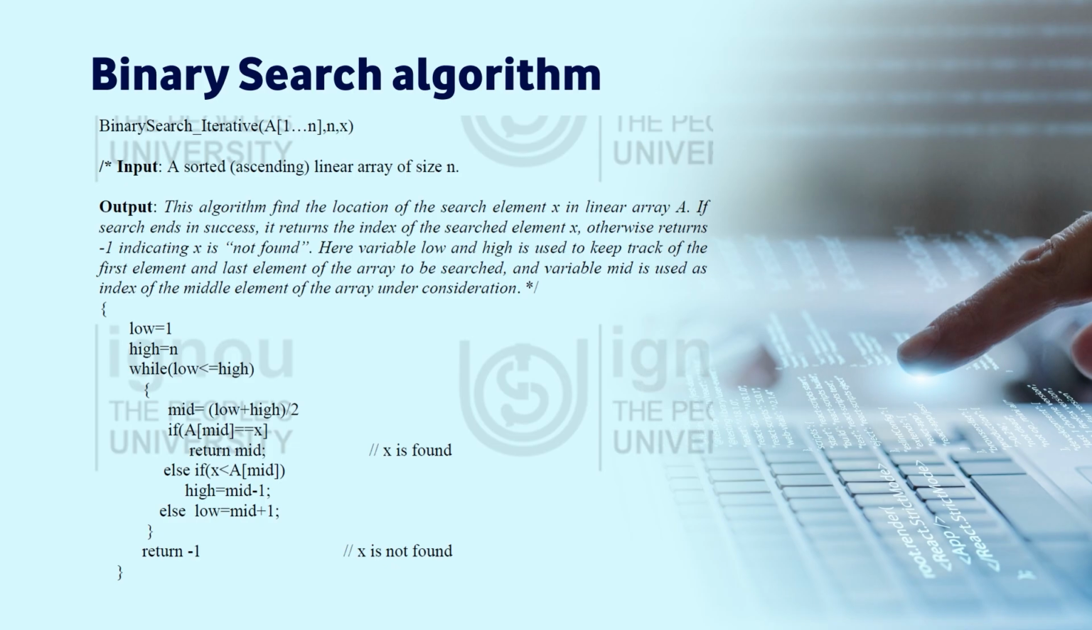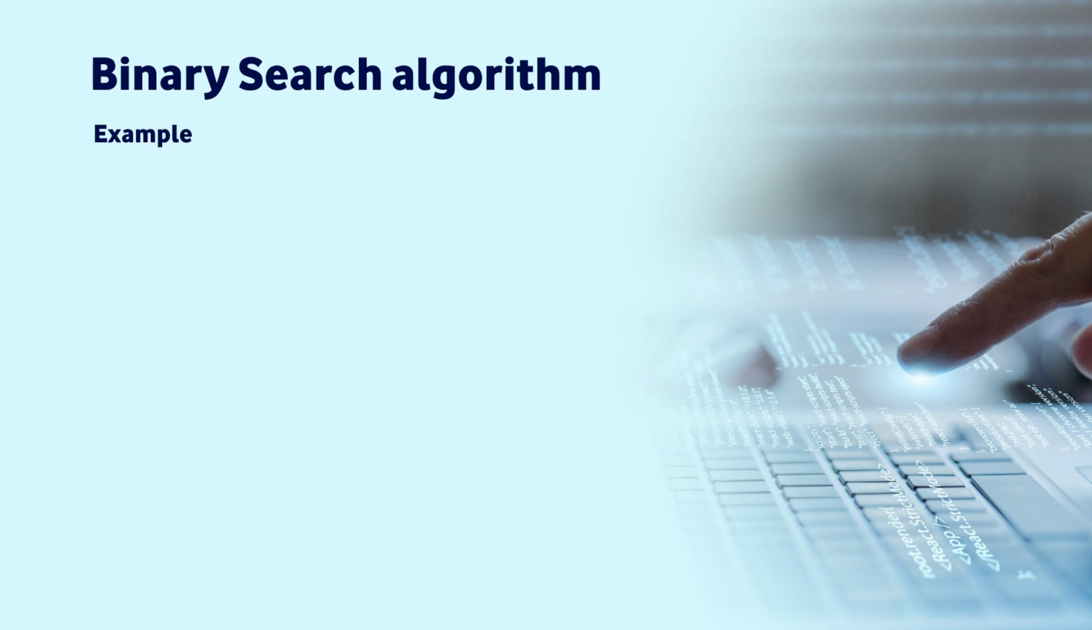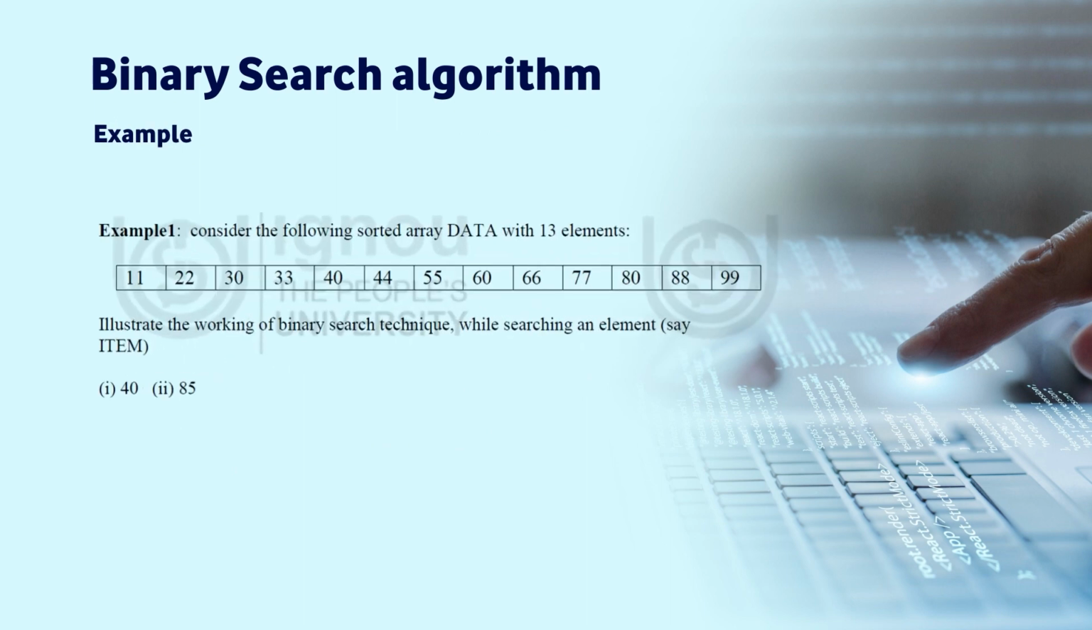I'll show you with an example. It depends on whether the element is less than or greater than, and you go either left or right. Suppose in the algorithm it is given that if x is less than or equal to a[mid], then you set high equal to mid minus 1. Otherwise, if x is greater than a[mid], then low is set to mid plus 1. You keep doing this and your x will be found. If x is not present in the list itself, in the end it will not return anything.